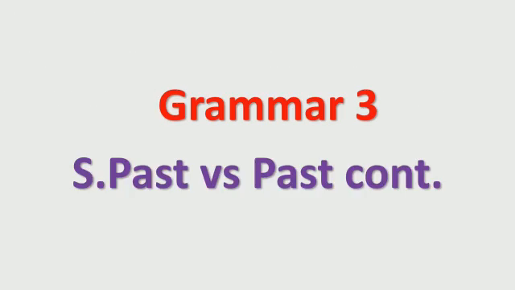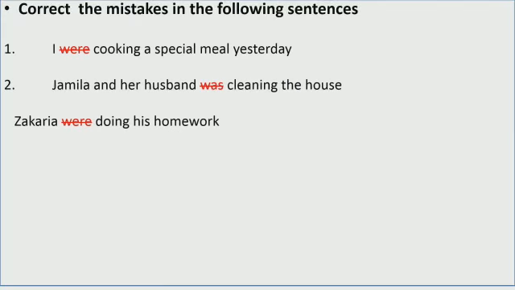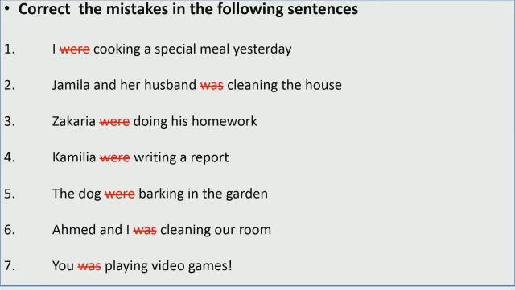So now it's time for grammar 3, which is simple past versus past continuous. Okay. So I'd like you first to find mistakes in these sentences. Of course, I found the mistakes for you, but it's your job to give me the correct form of verb to be in the past. So let's do it together. For the first one, is it okay to say I were looking or I were cooking? It should be I was cooking. Shall I help you with the second, or will you do it yourself? Okay, I'll give you some time to do it yourself, so you do the rest.